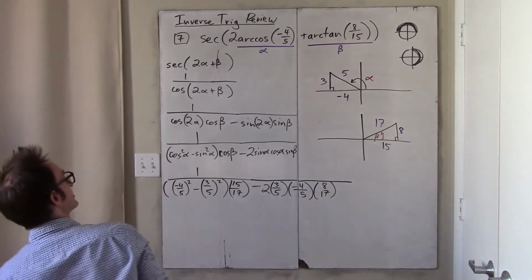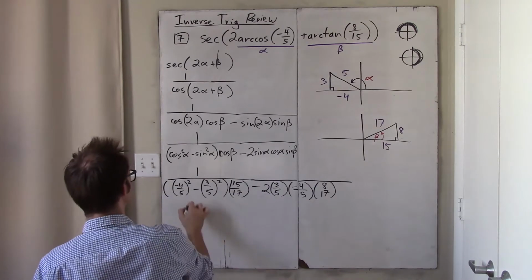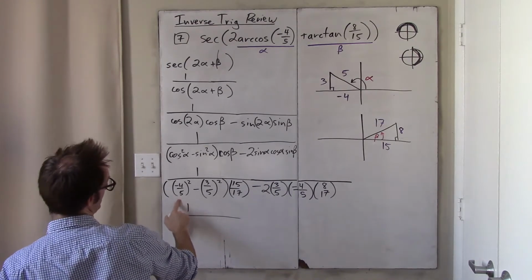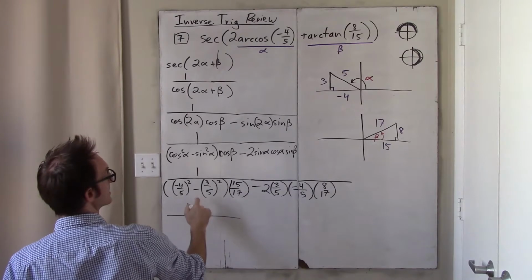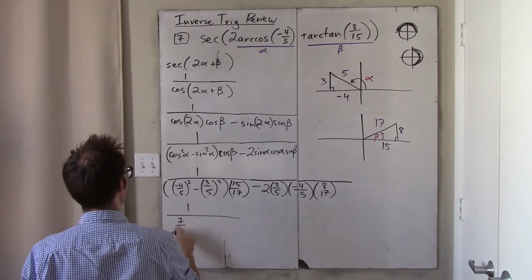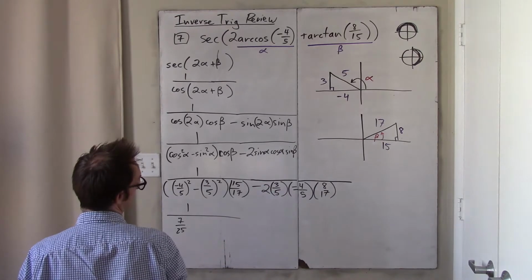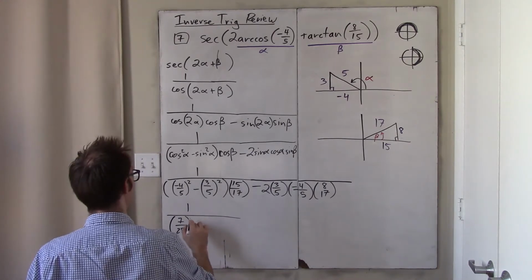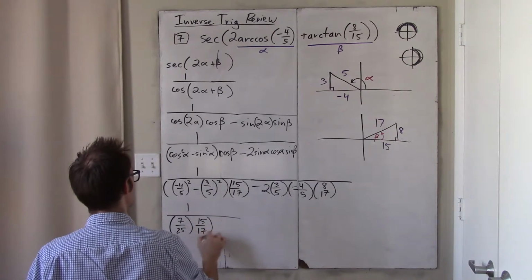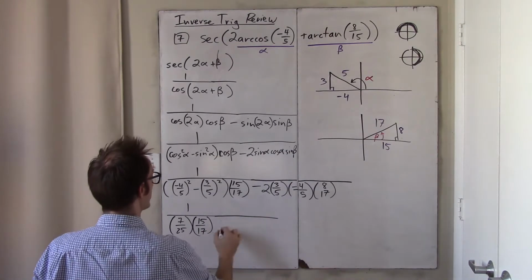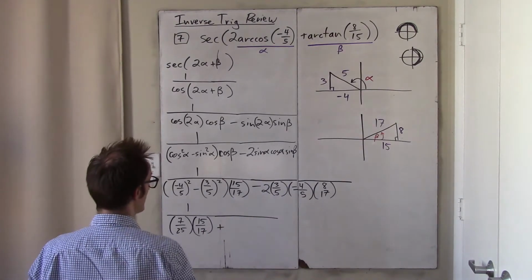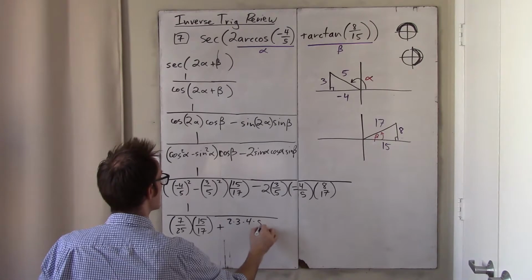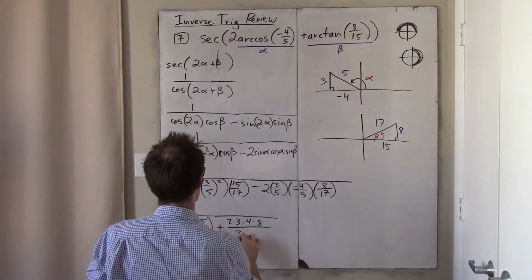Okay, so let me just double check all that. It's probably all right. So what is this? Does this stuff simplify at all? I hope it does. This is going to be 16/25 minus 9/25. So that's 7/25. Make sure I did that right. 16 minus 9, so I had 7. I get 7/25 times 15/17, whatever that is. Okay, and now plus, well, I guess I can just do it, right? It's 2 times 3 times 4 times 8 over 25 times 17.